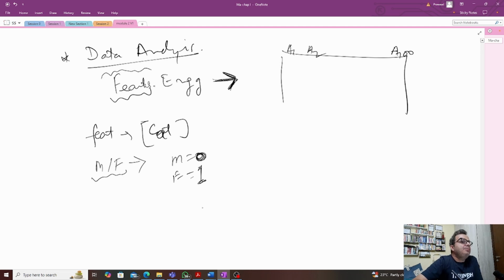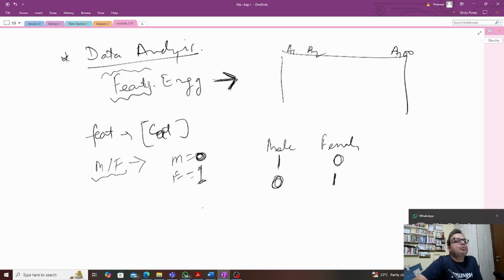So most of the time what we do is create new features, asking whether it is a male, whether it is a female. If it is a male, we put it as 1. If it is not a male, we put it as 0. So in this particular case, since it is a binary feature, this is mutually exclusive, so both of them cannot have 1 values.